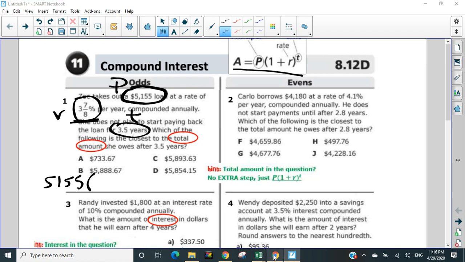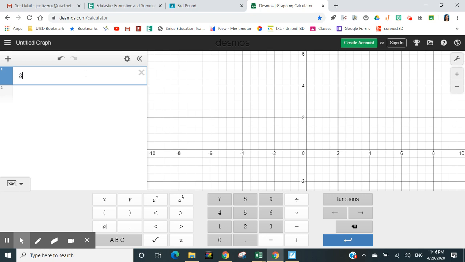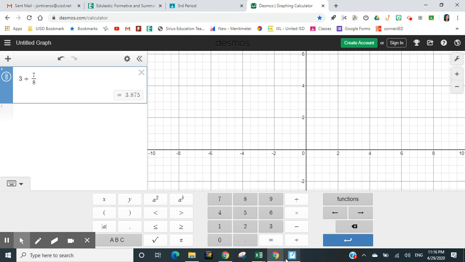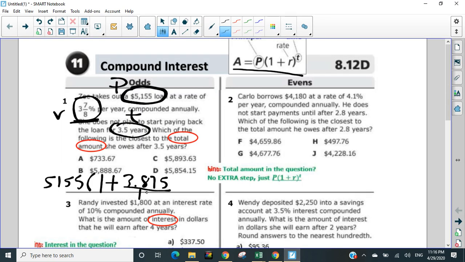So all you have to do is go to decimals and convert it into a decimal. 3 plus 7 out of 8 equals 3.875. So 3.875 out of 100, like I told you in the other video. And actually, I forgot something. 1 plus 3.875, right? Just verify. Yeah, 3.875 out of 100, because we don't have the percent sign, to the 3.5 power.